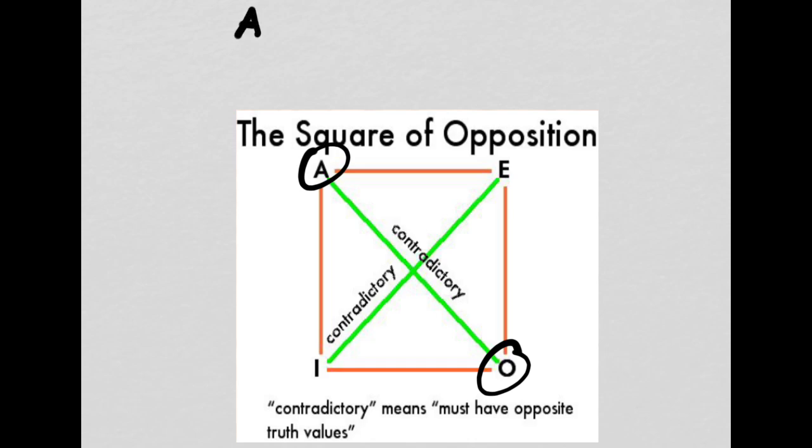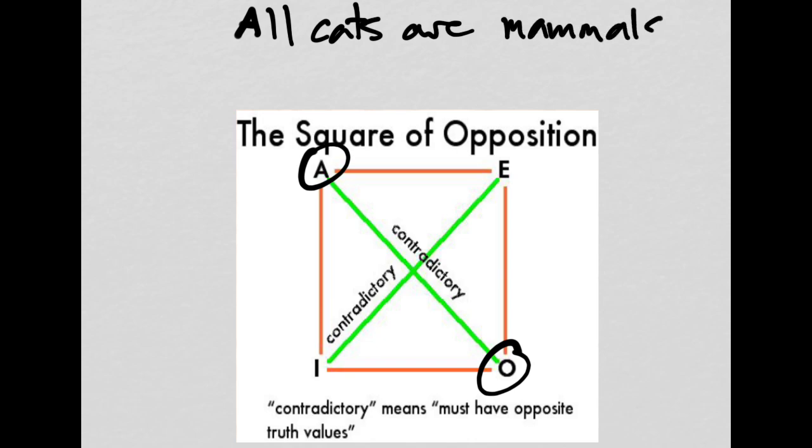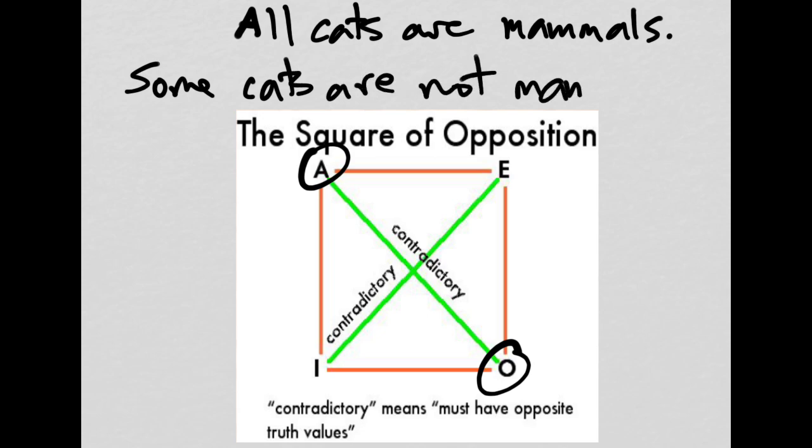So in other words, if you have "All cats are mammals," that's the A statement. And then the corresponding O statement would be "Some cats are not mammals." So when I say corresponding O statement, I mean that the subject term is the same from the first statement to the second.